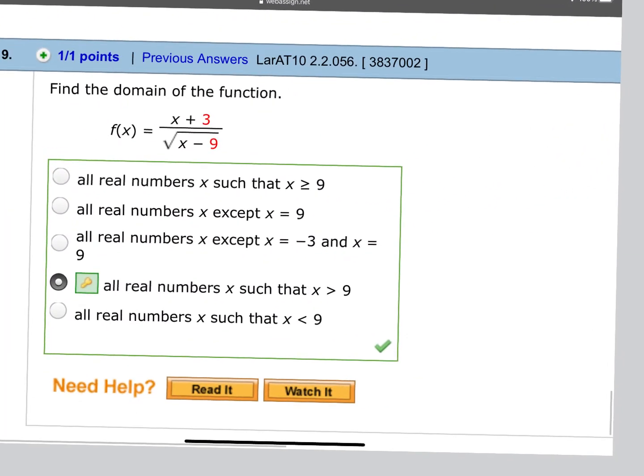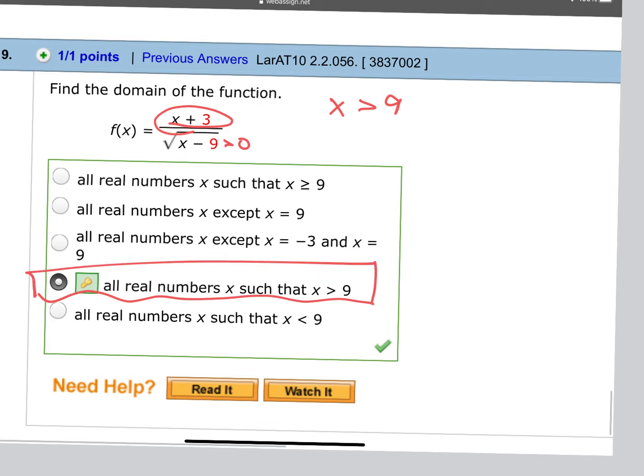And the same thing, oh no, this is the reverse. So this one, anything in the numerator is fine. I don't have to worry about that. But the bottom has to be greater than 0. It can no longer equal 0. So x has to be greater than 9. So all real numbers such that x is greater than 9. It can no longer equal 9 because that 9's in the bottom. Or the 9 would make the bottom 0.